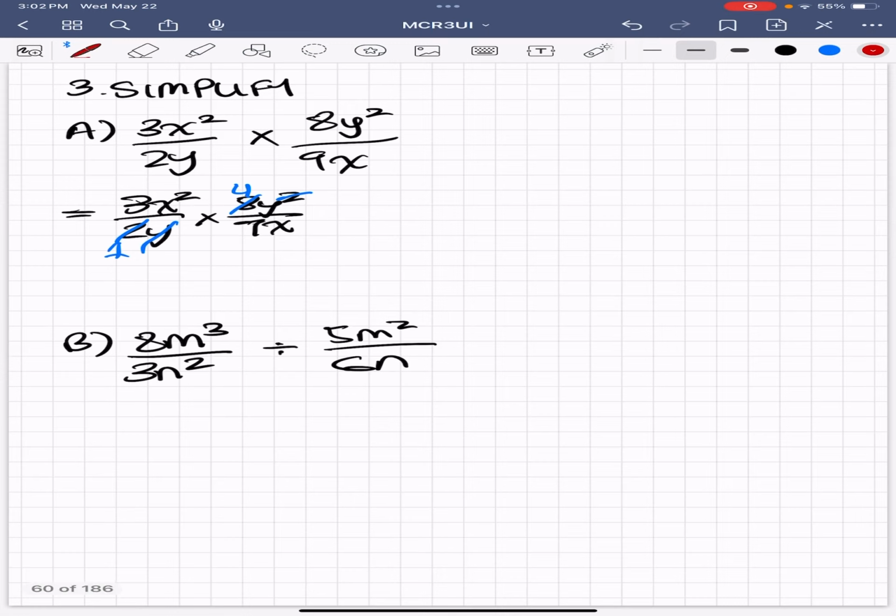And then I have 3 and 9, divisible by 3. So 3 divided by 3 is 1, and 9 divided by 3 is 3. And then I have an x and an x to the power of 2. So I cross out that x, and then I cross out that 2.